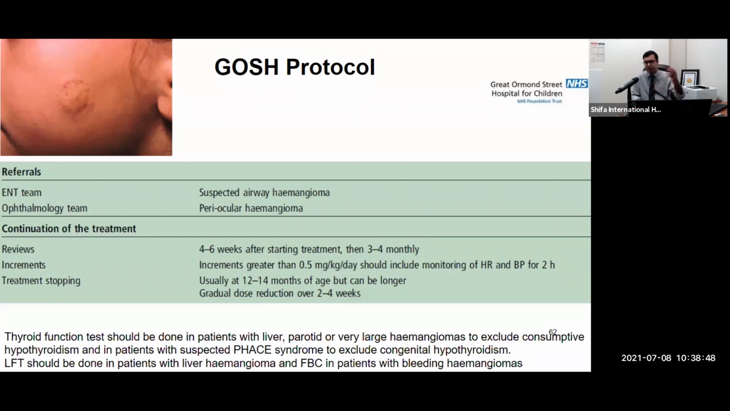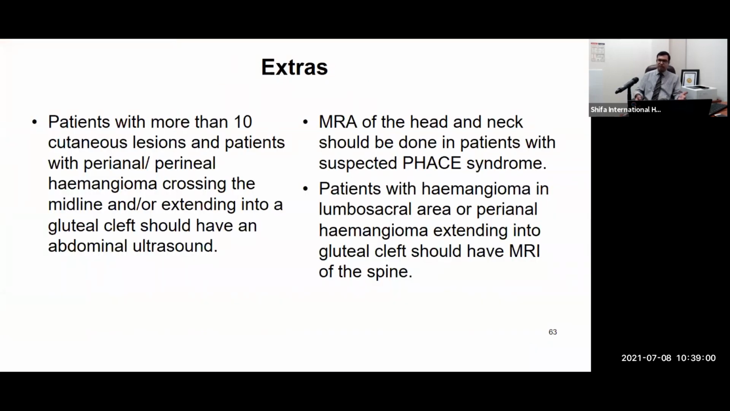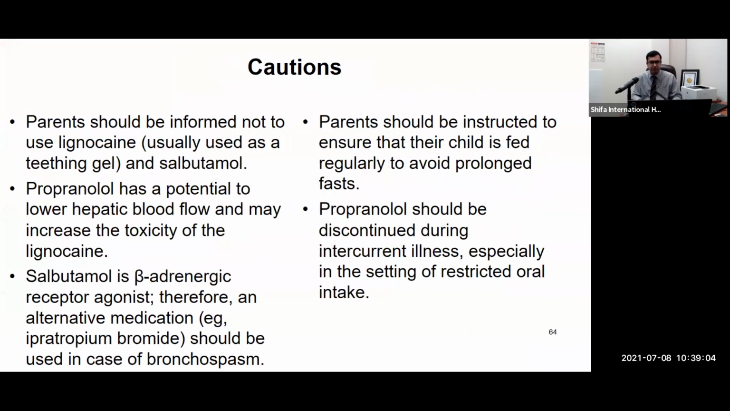Increment of the dose, if the child is growing very quickly, you need to have the weight, so the family can weigh them at their local clinics and tell you when they are having the consultation. Now extras, obviously, like more than 10 cutaneous lesions, I would probably say now 5 rather than 10. And patients should be informed not to use lignocaine along with propranolol, because teething gels have lignocaine in them, and salbutamol, be careful if you are using.